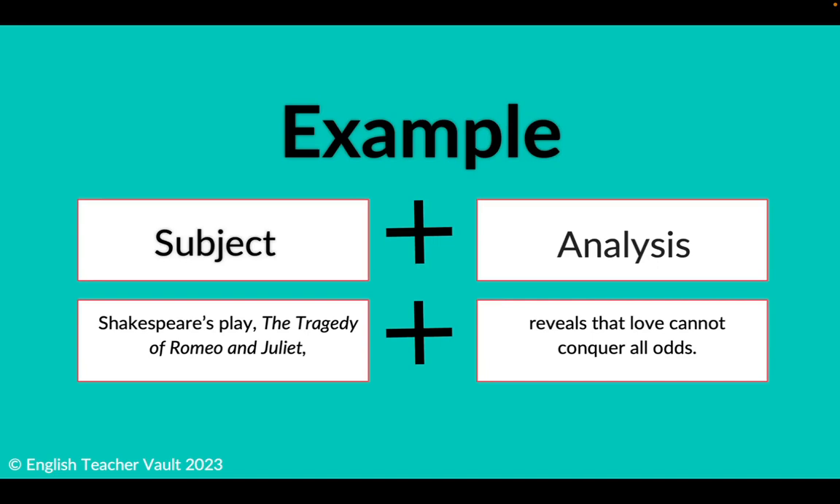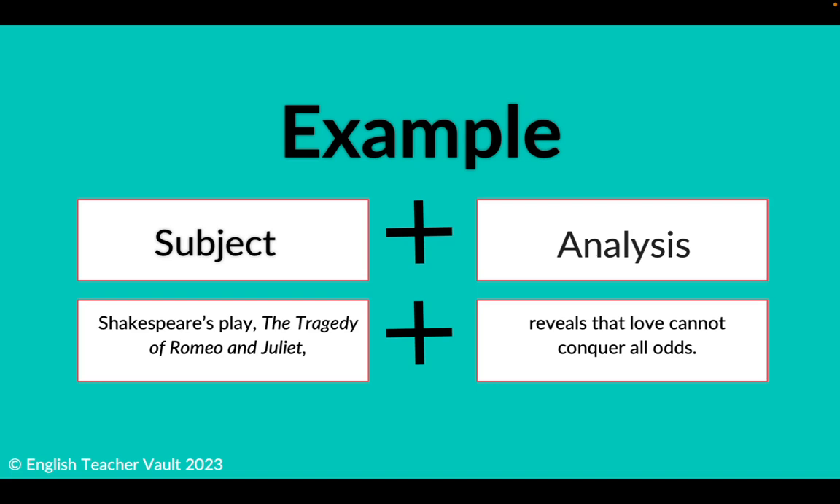We always want to have a subject, and we always want to have analysis in that topic sentence. So these are fairly simple and straightforward, but it can show you how we're setting these topic sentences up. So for this one, our subject is the tragedy of Romeo and Juliet, and then our analysis is the part that says reveals that love cannot conquer all odds. So Shakespeare's play, The Tragedy of Romeo and Juliet, reveals that love cannot conquer all odds.